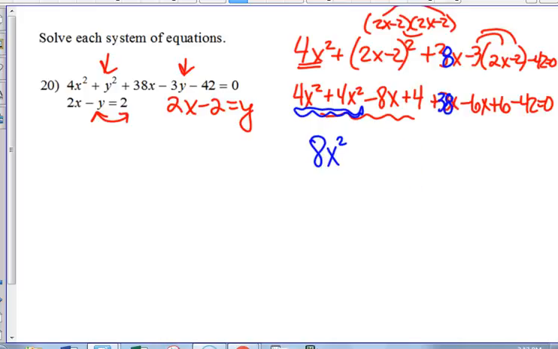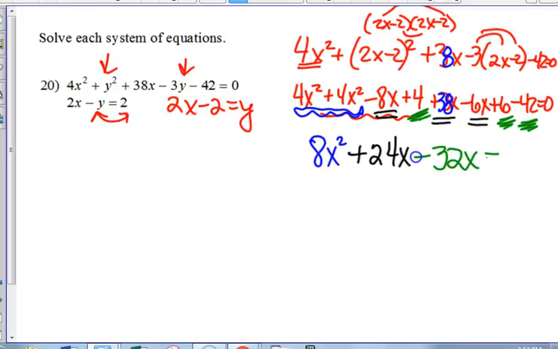All right. So we just had an 8x squared, and then we had a minus 8x plus 38x minus 6x, which would be 24x. And we have a 4 plus a 6 minus a 42. Oh man, guess what again? There's no x, but we can divide everything by 8.